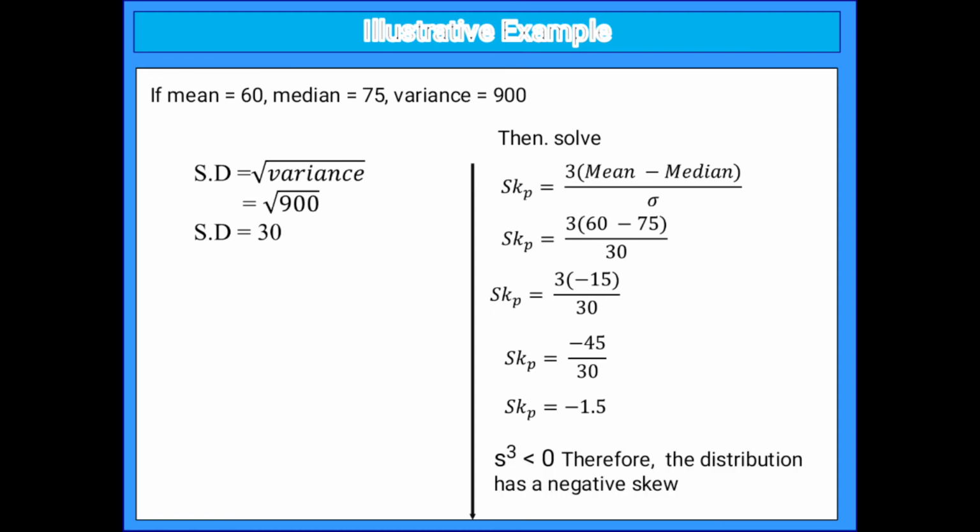So our computed value for the measure of skew, the S cubed or the SK sub P, is less than 0. Therefore, the distribution has a negative skew.